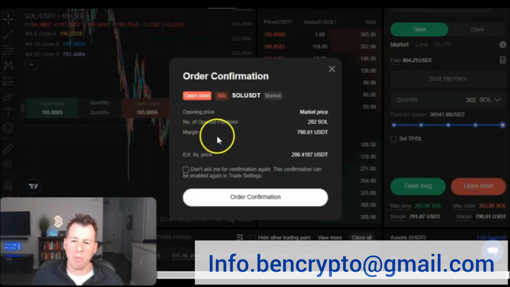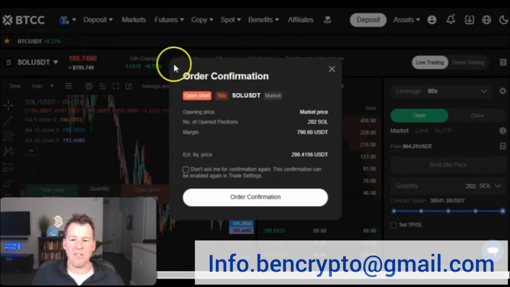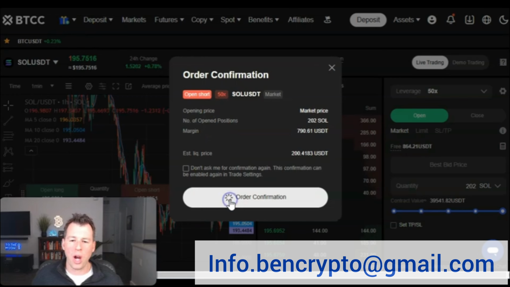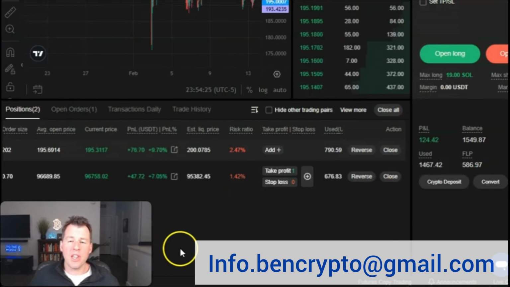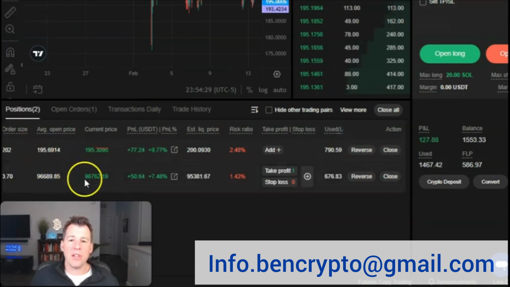Let's see what the liquidation price is. $200. Current price of SOL is $195. I can deal with that. That gives me a little bit of wiggle room. So I'm going to click order confirmation. And then if you want to see the position in the order book, you go back down to the same place, active positions. Here it is. There's the short. And that is it for this BTCC futures tutorial video.